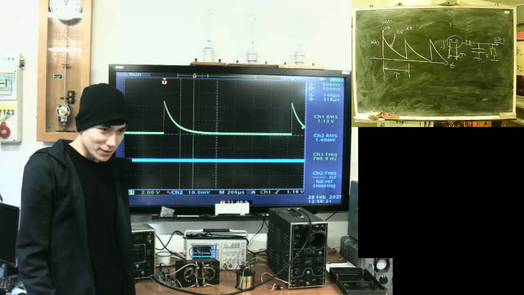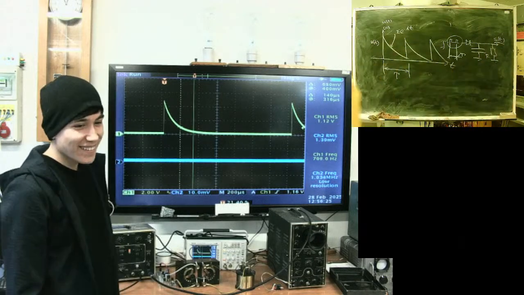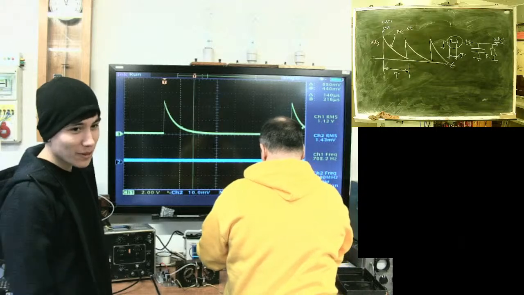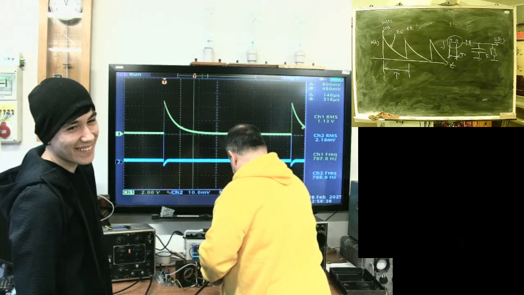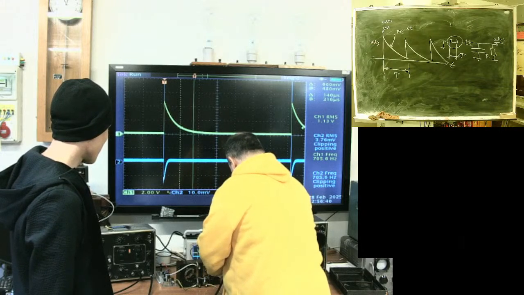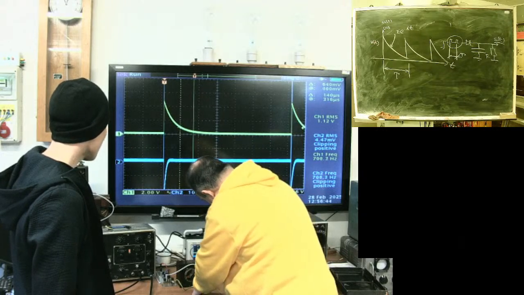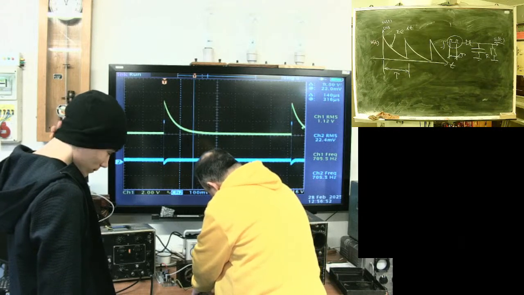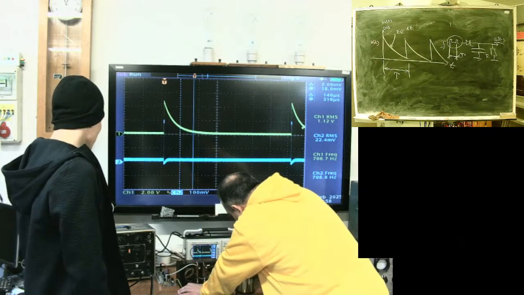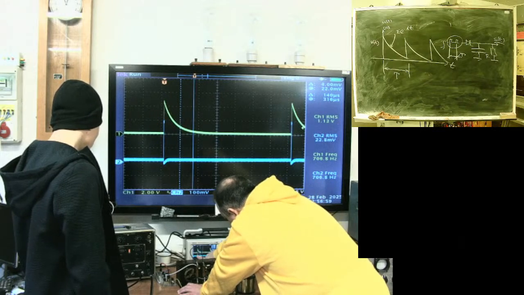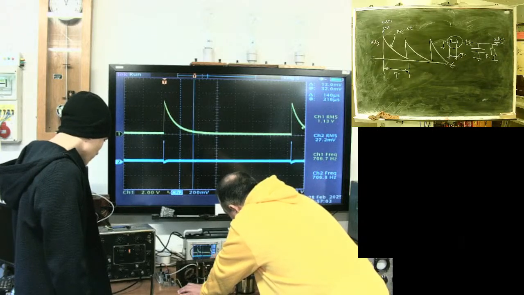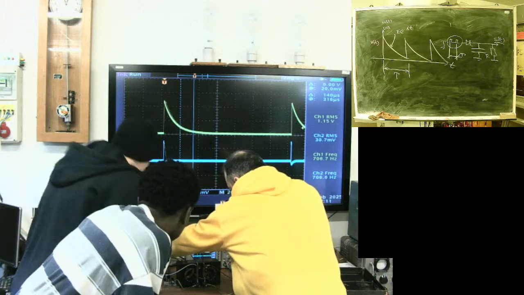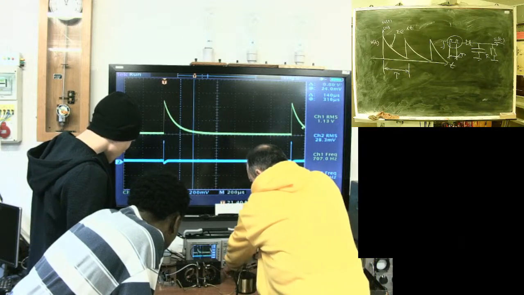I should see. Nice. Here I see. This is the charging pulse, 1 microsecond. This is a nice charging pulse.